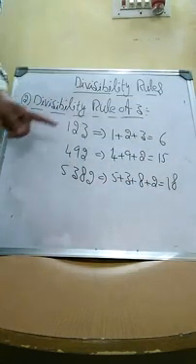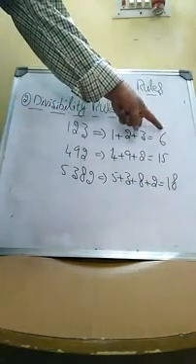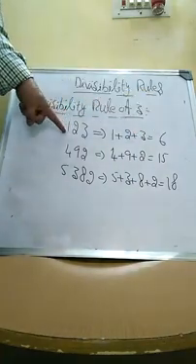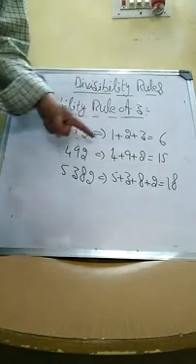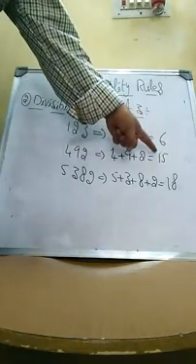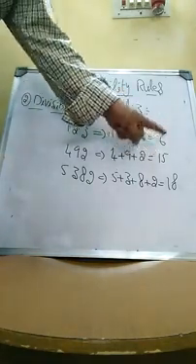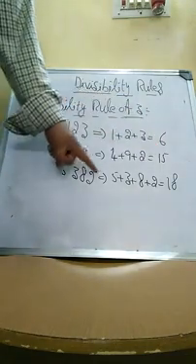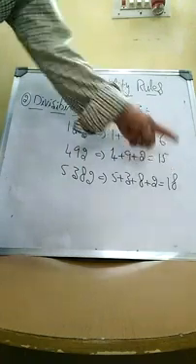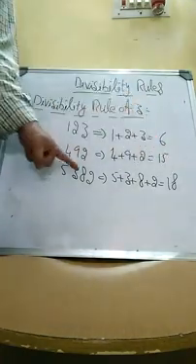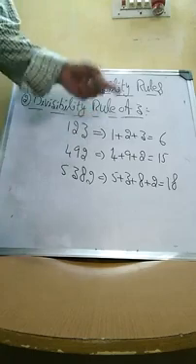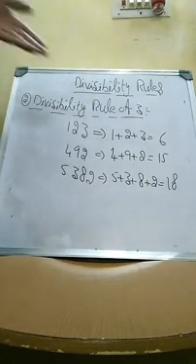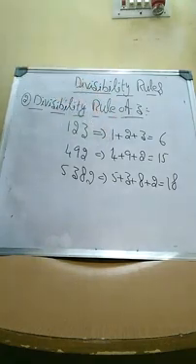So look here, the sum of the digits is 6. 6 is divisible by 3, so this number is divisible by 3. And the next, the sum of the digits here is 15. 15 is divisible by 3, 3 5s are 15, so the number is divisible by 3. And the next, the sum of the digits in this number is 18. 18 is divisible by 3, 3 6s are 18, so this number is divisible by 3. So if we know the divisibility rule of 3, we can say without division whether the number is divisible by 3 or not.